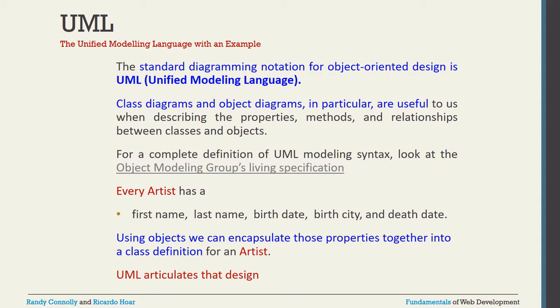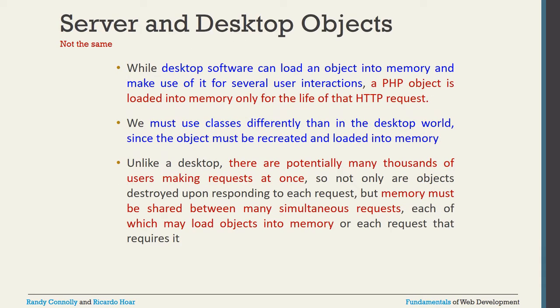Regarding UML, this is also part of this topic. Unified Modeling Language is a standard programming notation for object-oriented design, and the class diagram and object diagram in particular are useful to us when describing the properties, methods and relations between classes and objects. Take the example of every artist: they have a name, first name, last name, birth date, city and all of these things, and using objects you can encapsulate those properties together into a class definition called Artist. So UML articulates all of that design.